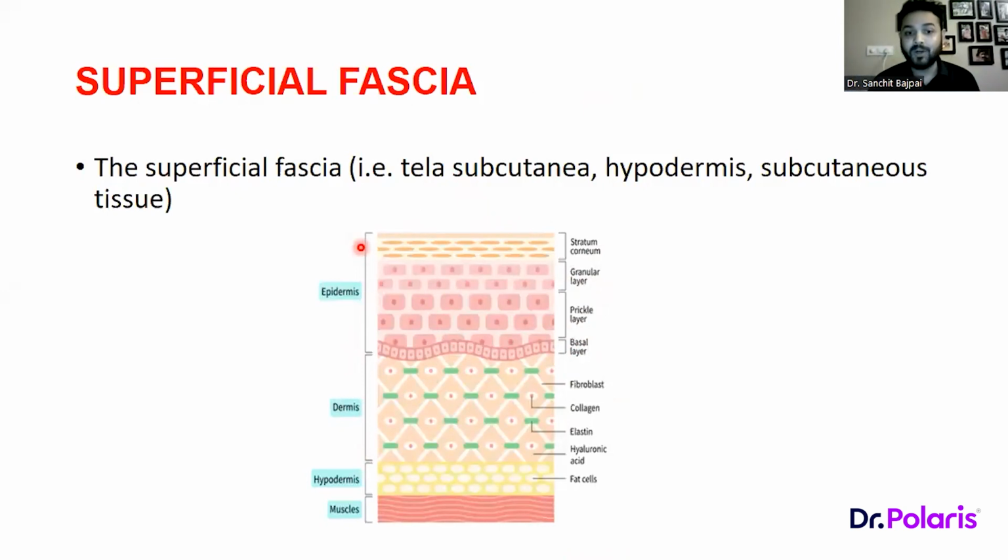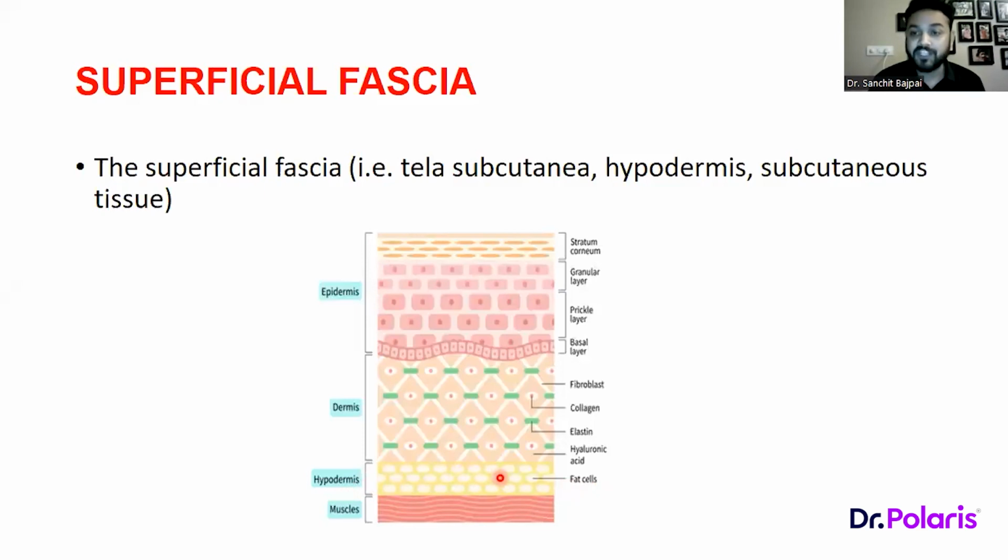Now, below the skin is what? Below the skin is a layer that is called hypo. Hypo means below the dermis. So hypodermis or subcutaneous tissue, or we call it the tela subcutanea or superficial fascia, it is all the same. Okay, so this particular layer that you are seeing is called the superficial fascia, right?